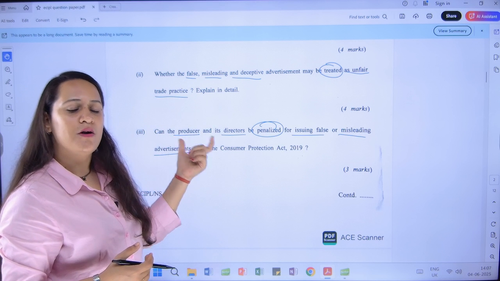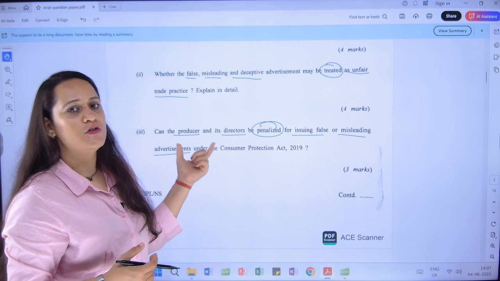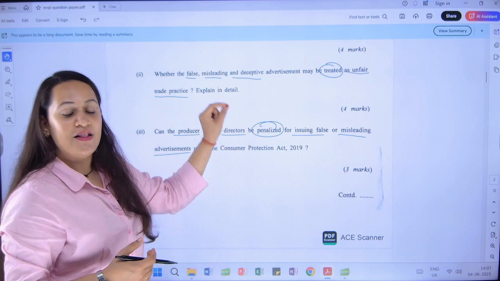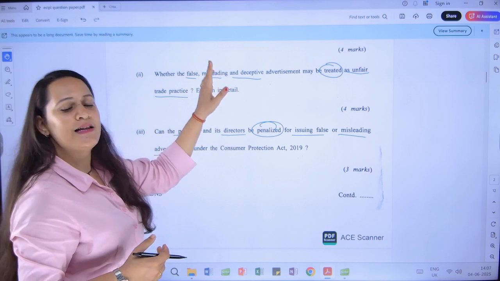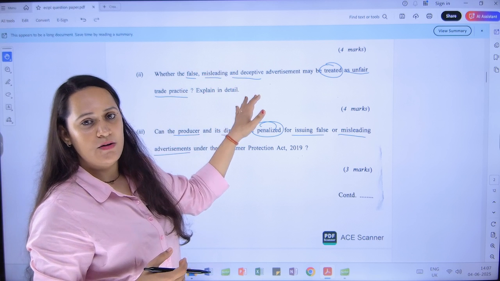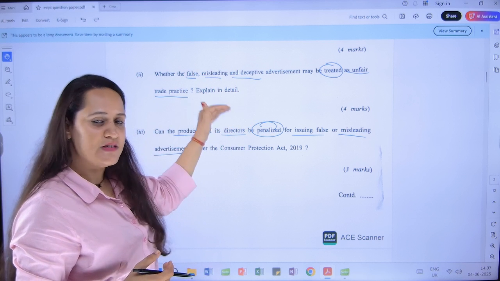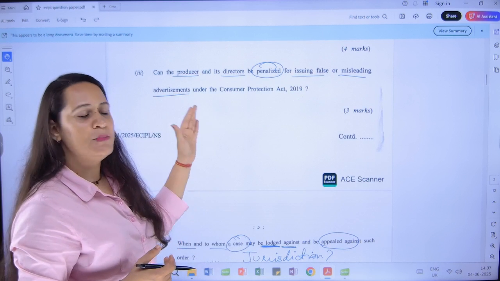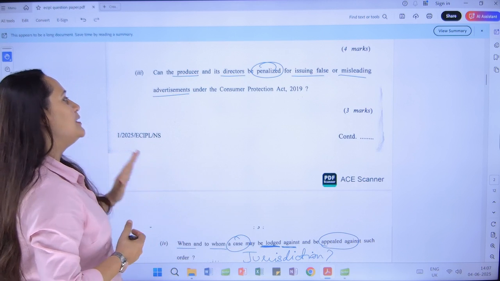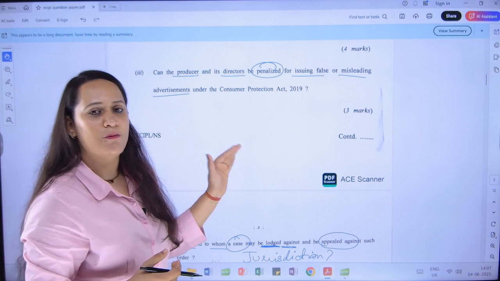So you have to tell what is unfair trade practice as per the provisions of the Consumer Protection Act, and whether in this given scenario, this false, misleading advertisement that they have been giving with respect to Ayurvedic products classifies as unfair trade practice or not. Can the producer and directors be punished, penalized for issuing false and misleading advertisements under the Consumer Protection Act?